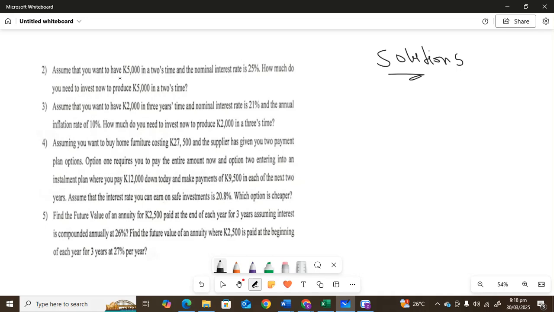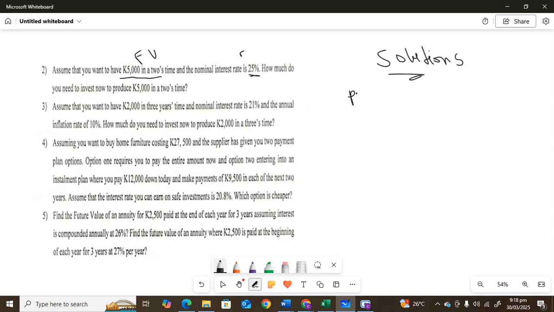Here, we want to have 5,000 in 2 years' time. So this is our future value. The interest rate is 25%, so we've got our R. So basically here, we're trying to find the present value. Basically, how much you need to invest today so that you get 5,000 in 2 years' time.